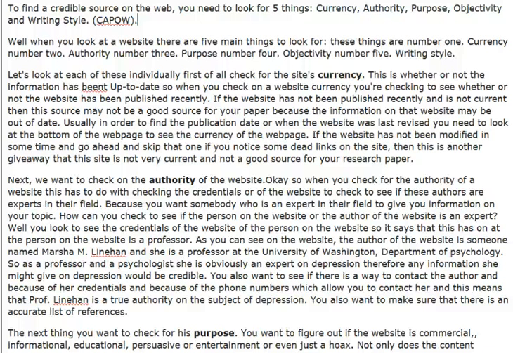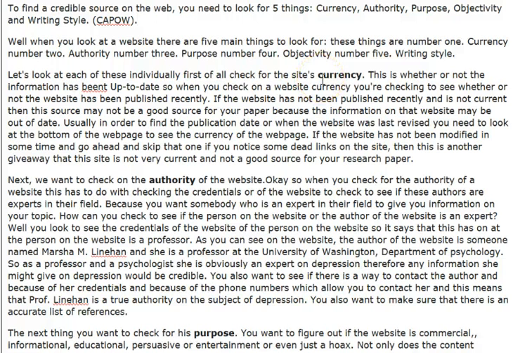How do we find a credible source on the web? Well, in order to find a credible source on the web, you need to look for 5 things. You need to look for currency, authority, purpose, objectivity, and writing style. Put together, it's called CAPOW. It's easy to remember. So first is currency.